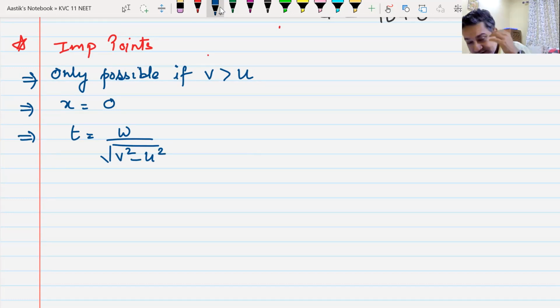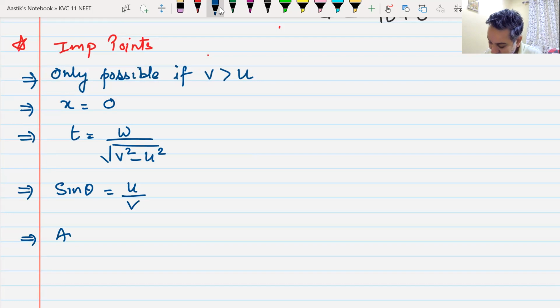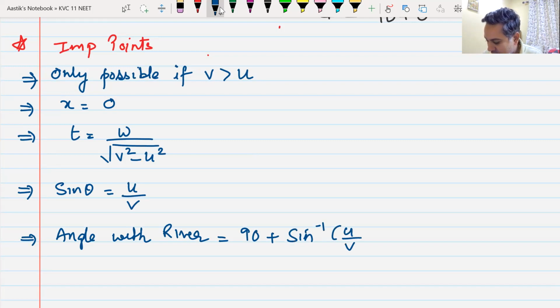These are the normal things that they ask. I've told you the other things. The angle sine theta. You can also write the value of sine theta. Sine theta is U by V. Angle with the river is 90 plus sine inverse U by V. The more the number of ways in which you can remember this, the better it is going to be for you.